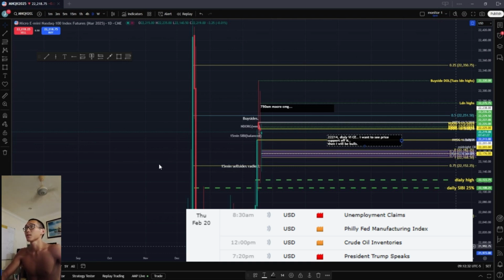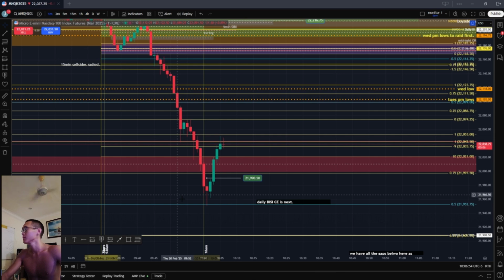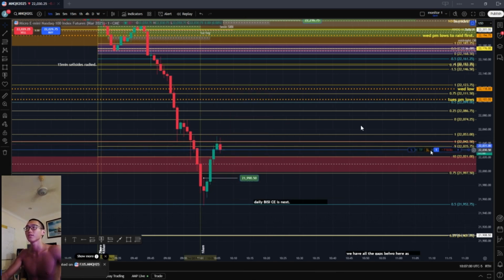Okay, so starting out with the execution. Right here, you can see I bought around here. It was a 10 a.m. silver bullet trade, and for this trade it was a 1-to-1. I risked $100 for $100.